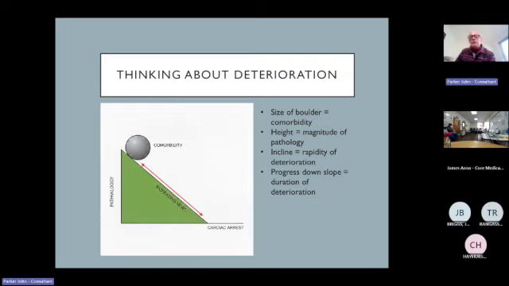And then as our boulder starts to move, you can think about that in terms of the markers of deterioration starting to get worse. So an increasing NEWS score, worsening AKI, those kinds of things. And if we don't act on those, ultimately, as the boulder gathers more momentum, it's more difficult to stop and culminates in the patient dying.